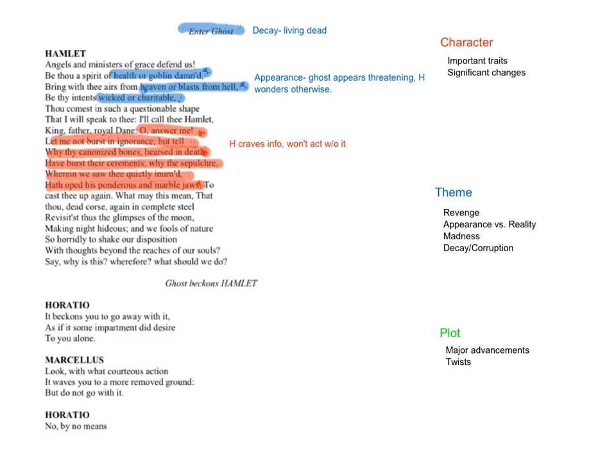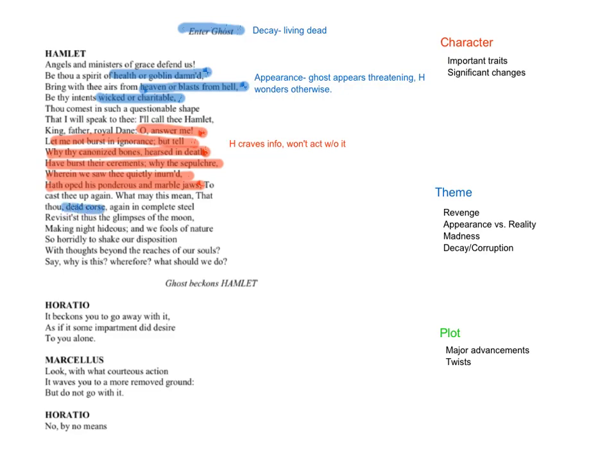And we'll finish off. To cast thee up again, what may this mean? That thou, dead corpse, again in complete steel revisits thus the glimpses of the moon, making night hideous and we fools of nature so horridly to shake our disposition with thoughts beyond the reaches of our souls. Say, why is this? Wherefore? What should we do?